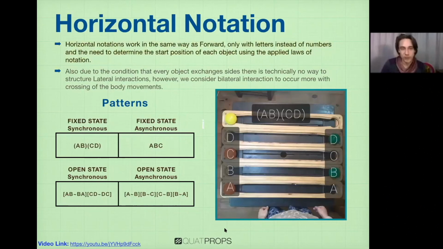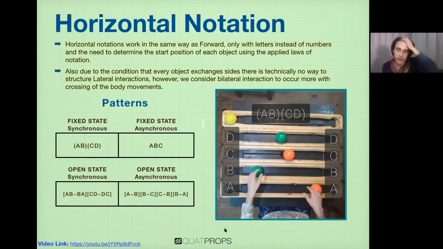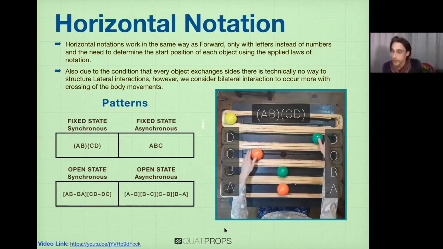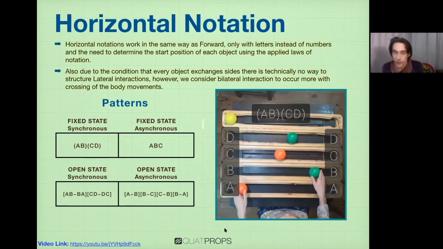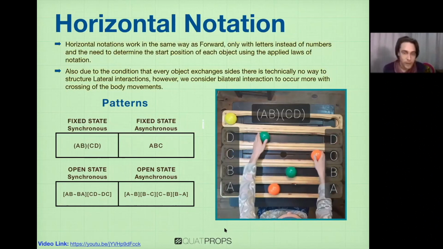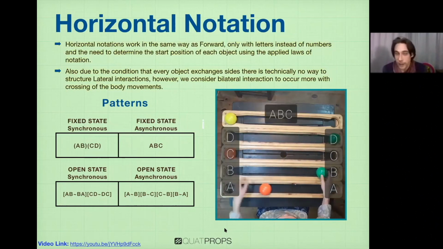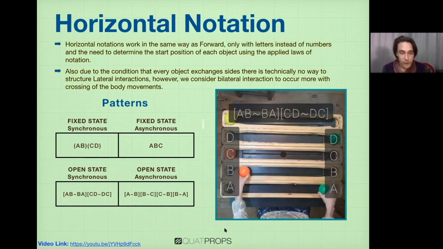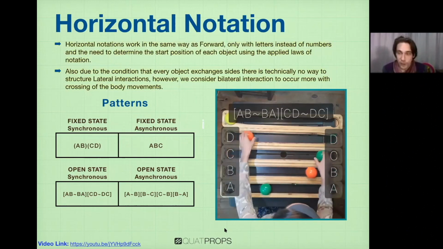And then for horizontal, it works the same way as well, but now we're looking at letters. So I think visually, just to drive this home now, we have A, B, C, D, A, B, C, D, A, B, C, D. And then for asynchronous, it's going to be A, B, C, A, B, C, A, B, C. For open state, the first letters tell you where the balls start, the second ones tell you where they go. In this situation, you are responsible for both locations. So it's AB to BA, CD to DC.